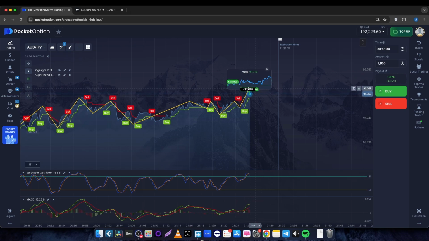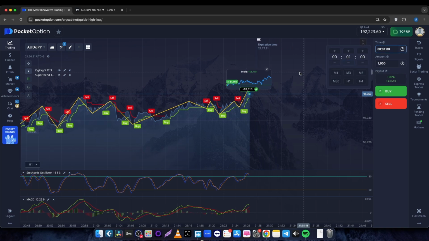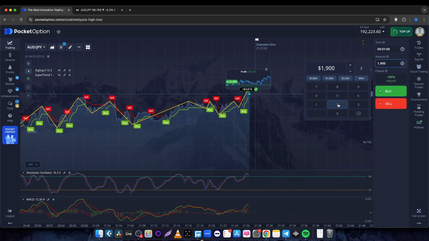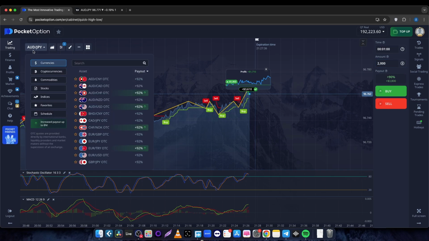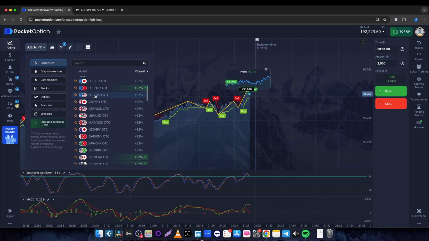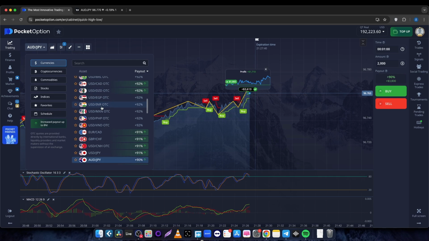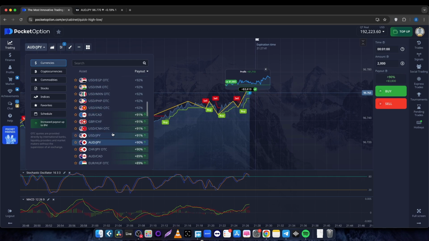The signal from artificial intelligence and my trading logic brought me profit. Excellent. I will continue my trading session. Let's set the expiration time to 1 minute. I will increase the investment amount to $2,000 and change the currency pair. Let's choose, for example, the Australian dollar and Canadian dollar.